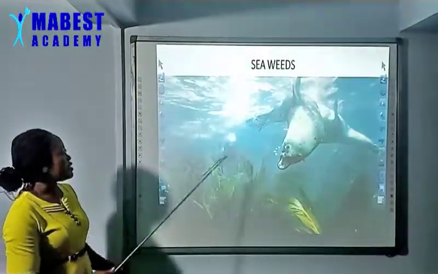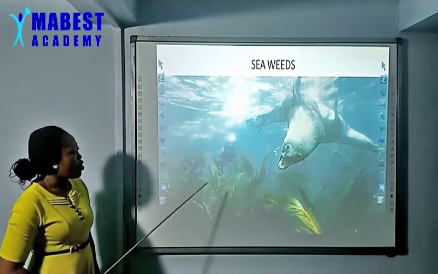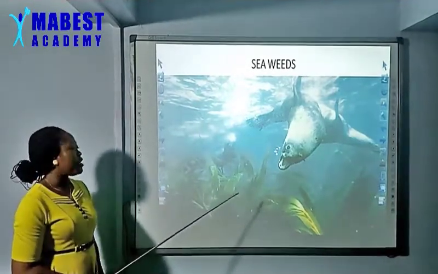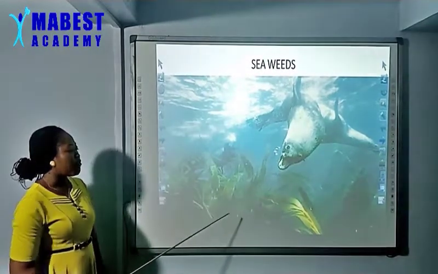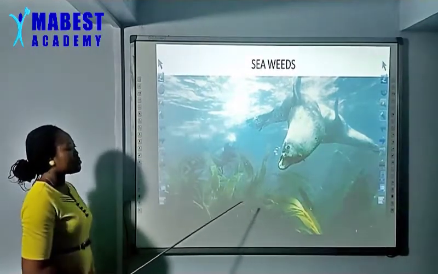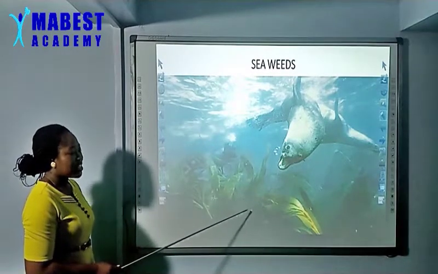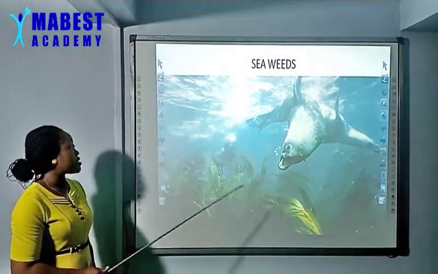So we have the diagram. This is an example of a seaweed that is found inside a marine habitat. So they have a holdfast that enables them to attach themselves very well to the surface of the rock.